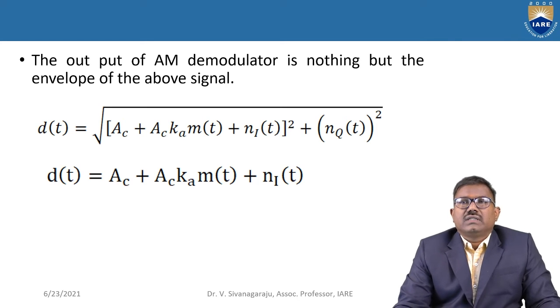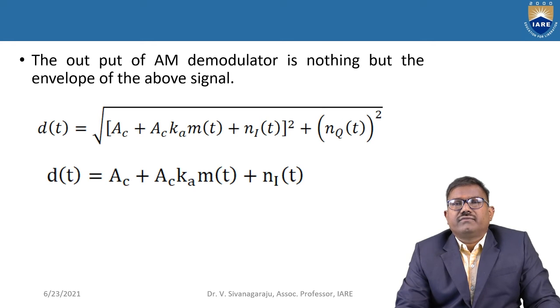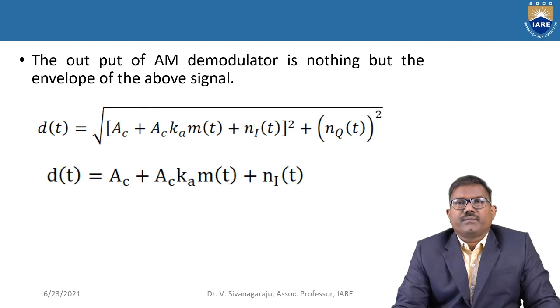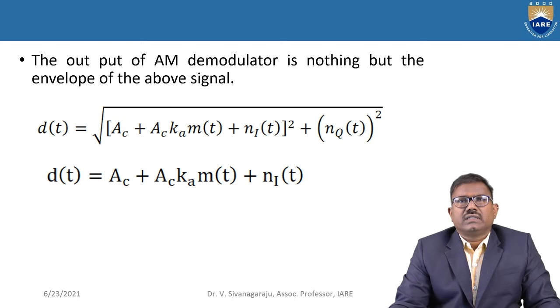Why? Because we are going to neglect the n q of t term, so this is going to be a zero term in the second one, and the first one is the square, and this root is going to cancel. Finally you get AC plus AC Ka m of t plus n I of t. This is the output of our demodulator.